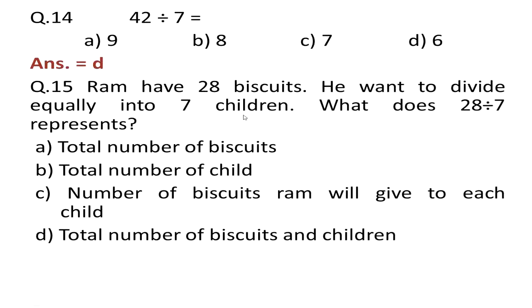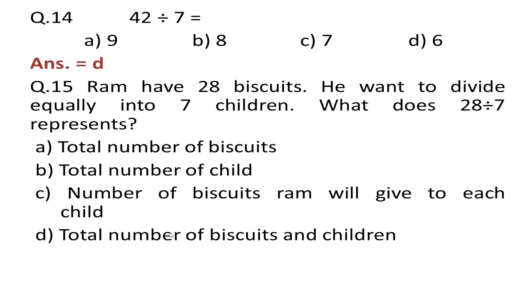Ram has 28 biscuits, and he wants to divide all the biscuits among 7 children. What does 28 by 7 represent? Here are the 4 options. 28 by 7, is it the total number of biscuits? Is it the total number of children? Is it the number of biscuits Ram will give to each child? And the last one, is it the total number of biscuits and children?